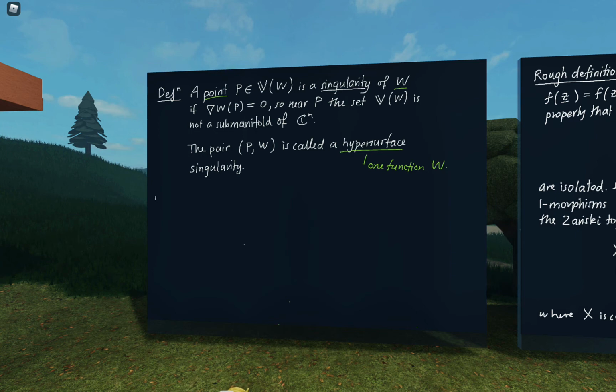And so, example, we talked about one. The origin and w squared minus z squared is a hypersurface singularity, and it's isolated because none of the other points on the zero locus of w squared minus z squared near zero are singularities. In fact, none of the other ones are singularities, because everywhere except for the origin, the zero locus does look like a submanifold. So this here is a lonely singularity, and that's the kind of thing we want to have as objects of LG: isolated hypersurface singularities.